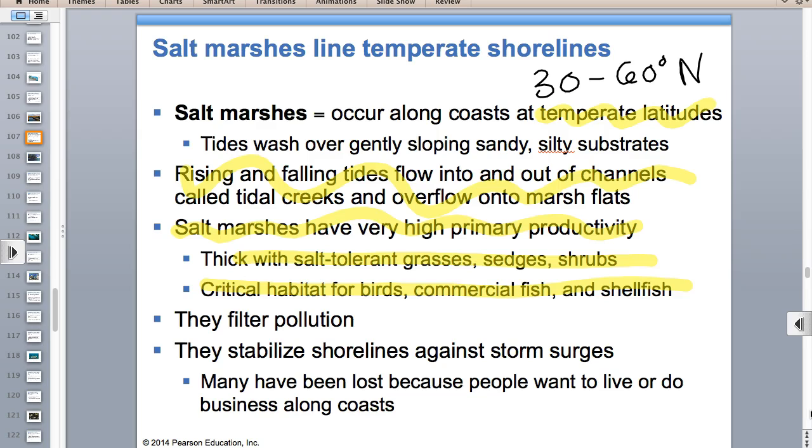They also help to filter out pollution. A lot of the salt marsh plants can do bioremediation. They can pick up heavy metals into their stalks. Another ecosystem service is that they help to stabilize the shorelines against storm surges. They act as a sponge. If you get a lot of rain, they can absorb the extra rain so it doesn't flood inland. Unfortunately, a lot of these areas have been lost because people want to have businesses along the coast and open up areas.